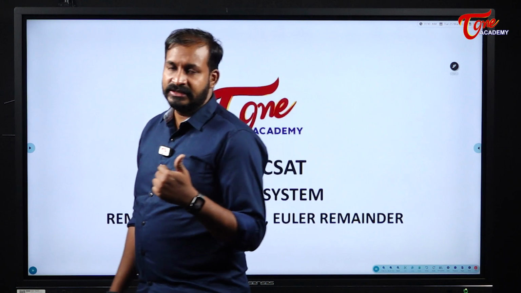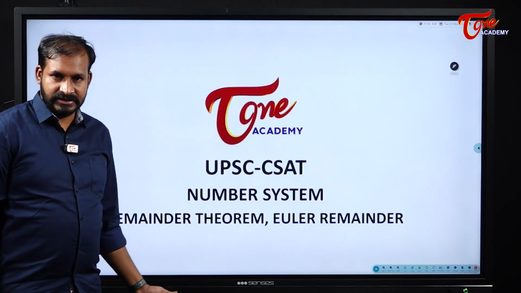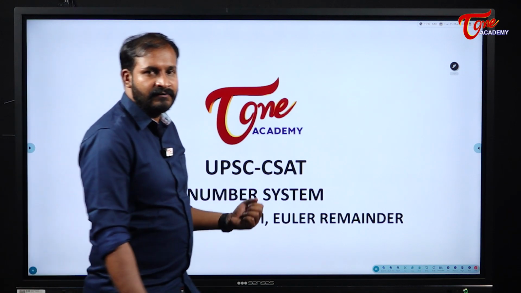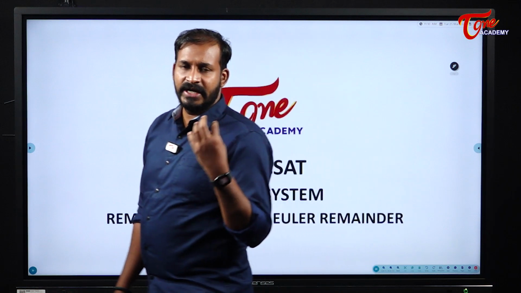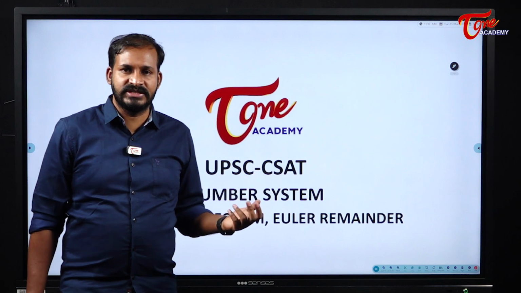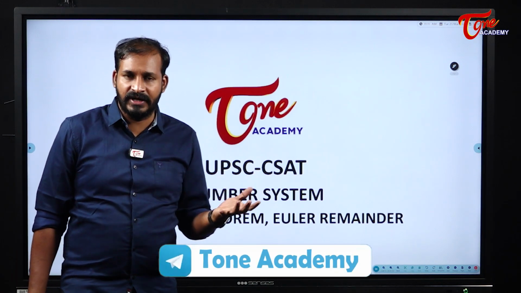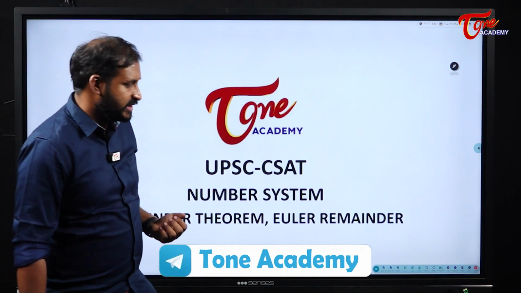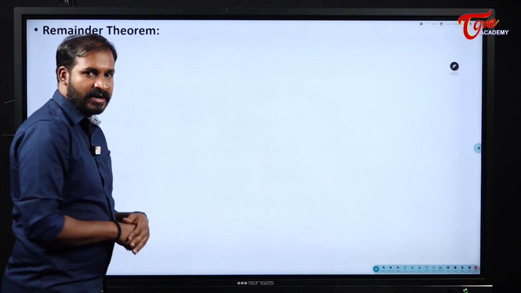In our last sessions, we have seen how to find the units digit and the number of zeros. In this session, we are going to find remainders with the help of the remainder theorem, and we will also see the Euler's remainder concept. Why? Because nowadays only learning the remainder theorem is not sufficient. Students are asking questions based on Euler's remainder. What is this Euler's remainder and how do we find it? Everything we will see in this session. Okay, so first of all we will see what the remainder theorem is.